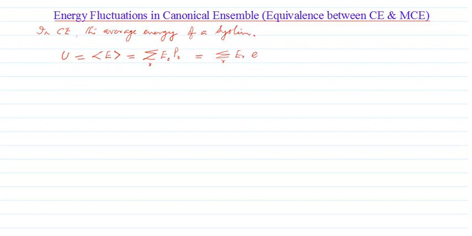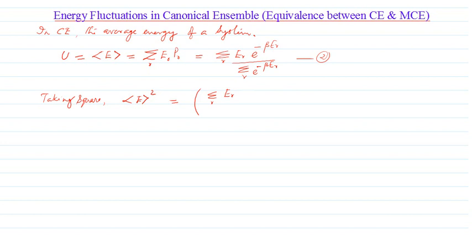Now you have to find out the mean square fluctuation. For that, taking the square of this quantity, that will be equal to the sum over r of E_r e^(-beta E_r) divided by the sum over r of e^(-beta E_r), whole squared. Always remember the denominator represents the partition function. Let me call this one equation 3A.